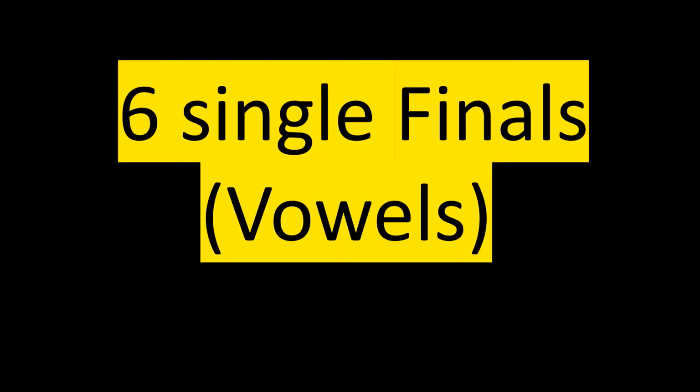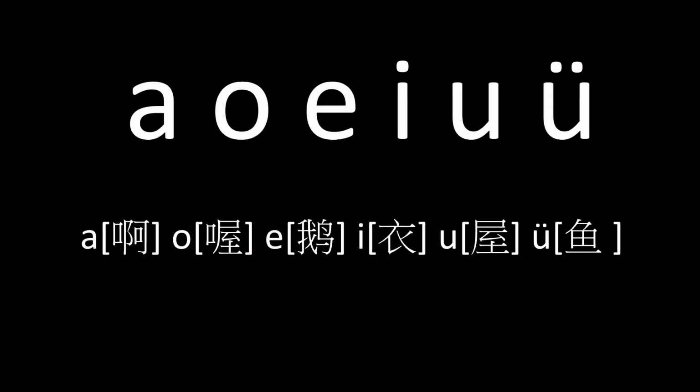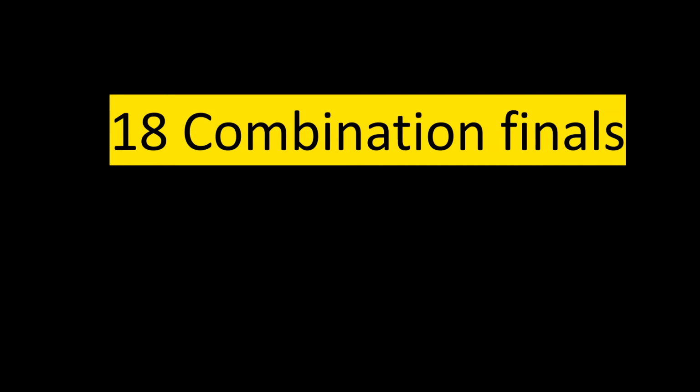Then we look at the vowels, the singular vowels in Mandarin. A, o, e, i, u, ü. And then we have 18 combination ones.